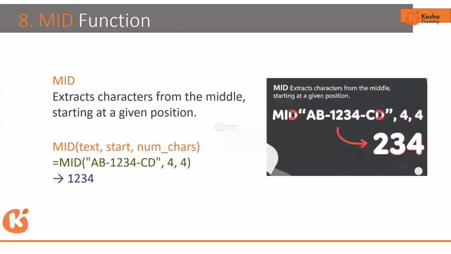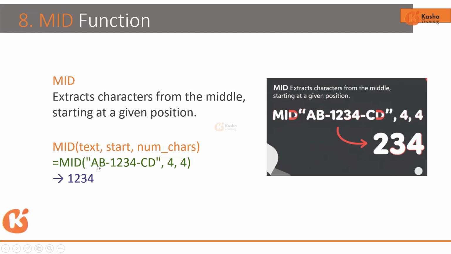Then we have the MID function. What does the MID function do? The MID function extracts characters from the middle, starting at a given point. For example, here you can see we have this text which is AB hyphen 1234 hyphen CT, and we want it to read 4 characters, and it should read the fourth character also.